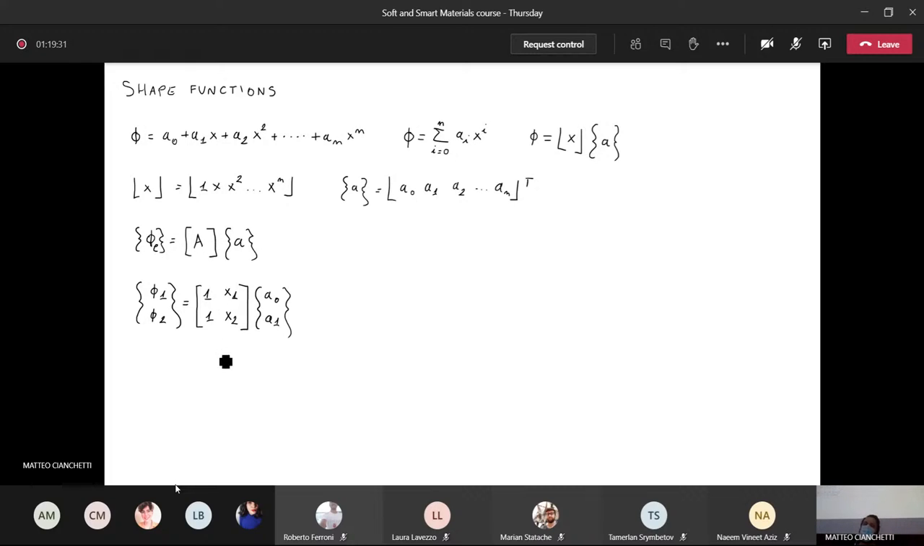So the rows of A, this is the matrix A. The rows of A are X evaluated at the correct node locations. In fact, in this row you have X1, and in this row you have X2, which are the node locations. If you also make the matrix product, you will see that row 2 is the node location for phi2, right?